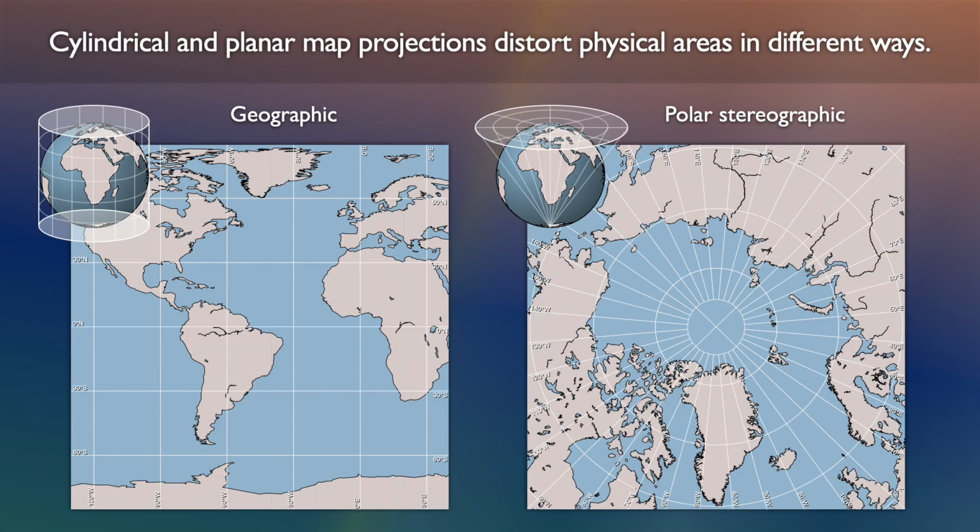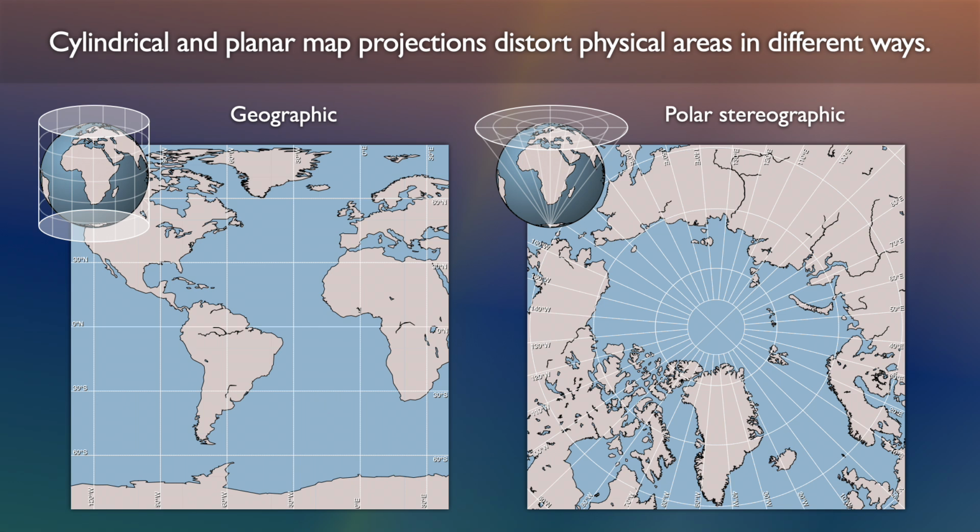I'm going to use a cylindrical projection and compare it to a planar projection. The geographic projection you see on the left, sometimes called equirectangular or plate carrée, is based on a cylinder surrounding the Earth, and it keeps lines of latitude and longitude equally spaced and straight at the expense of distorting the areas closer to the poles.